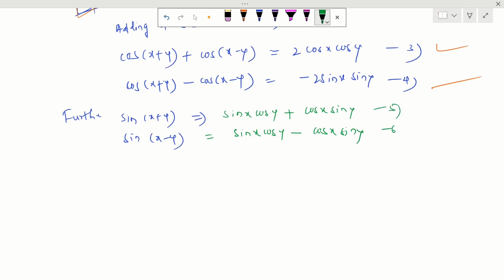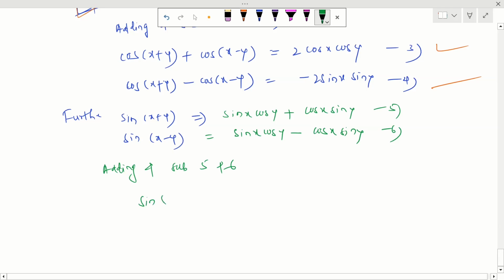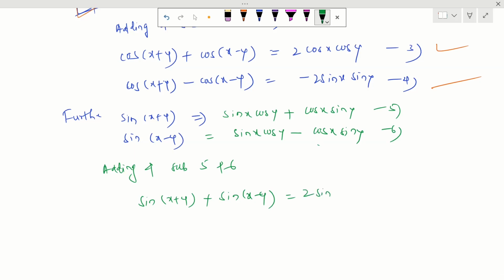This equation is 5, this equation is 6, and we do the same thing as before, adding and subtracting equations 5 and 6. First I will add these equations: sine of x plus y plus sine of x minus y. When adding, the second term will get cancelled, and we are left with 2 sin x cos y.